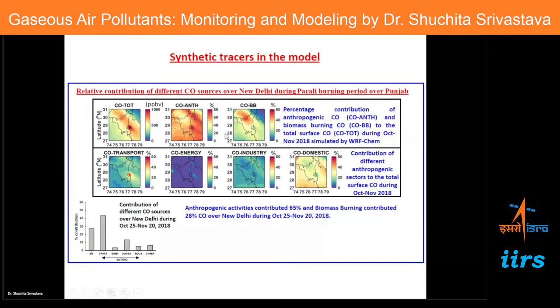Like in the New Delhi case, during the parali burning period of Punjab, that is October-November 2018, for which we have done this simulation using the WRF-Chem model, we can see the percentage contribution from different sources like biomass burning, transport, energy, domestic, industrial, and other. Here you can see the maximum contribution over Delhi is coming from the transport sector, followed by biomass burning emission, which is happening over the Punjab area. So we can very accurately calculate the contribution coming from different source regions. But this sort of simulation is reliable if and only if the model is able to reproduce the observed features from in-situ and satellite observations.